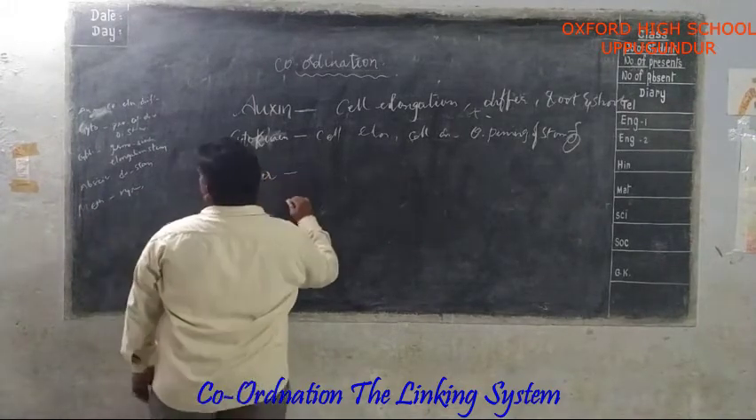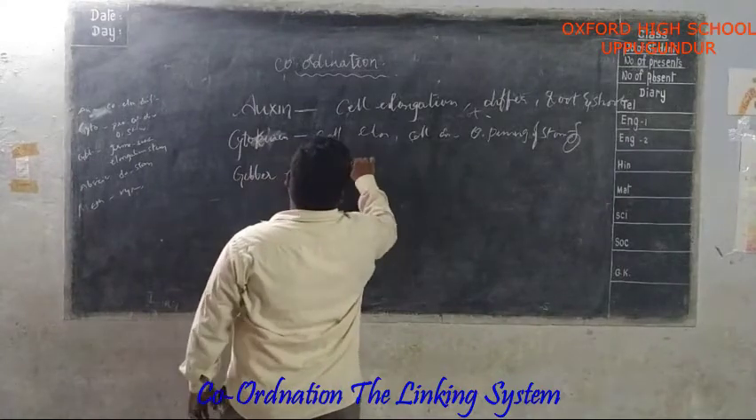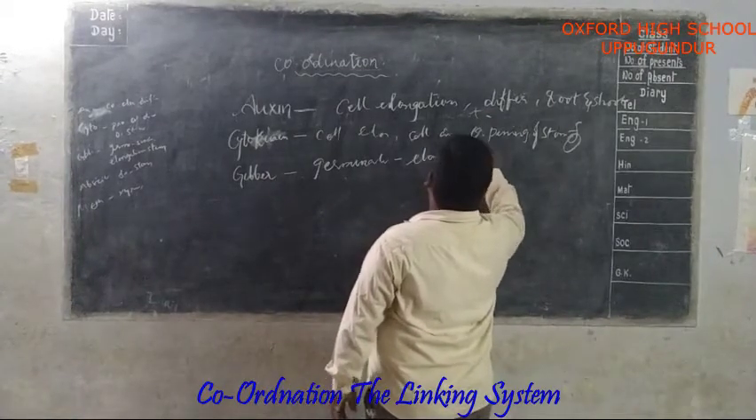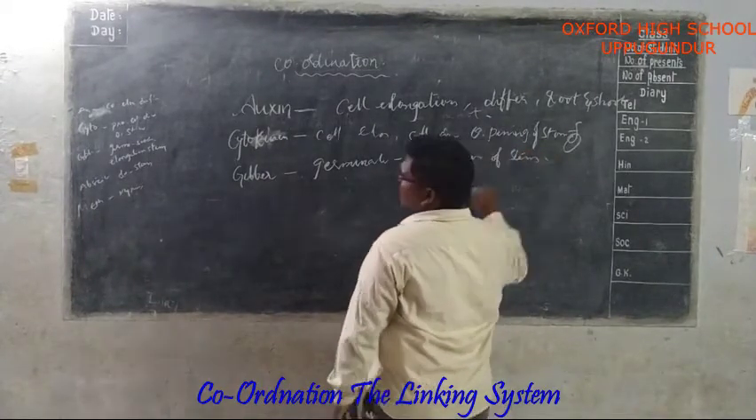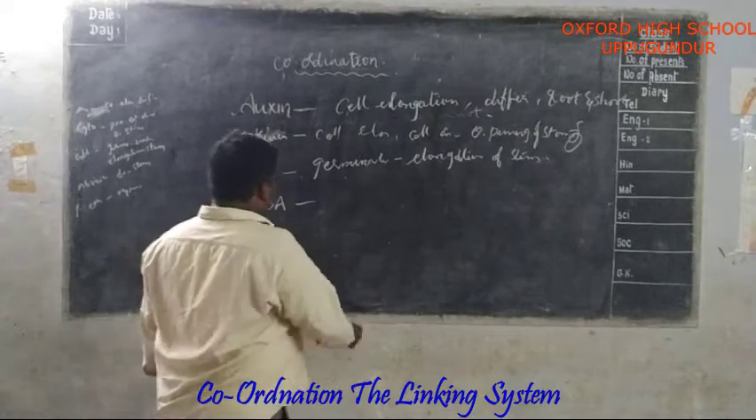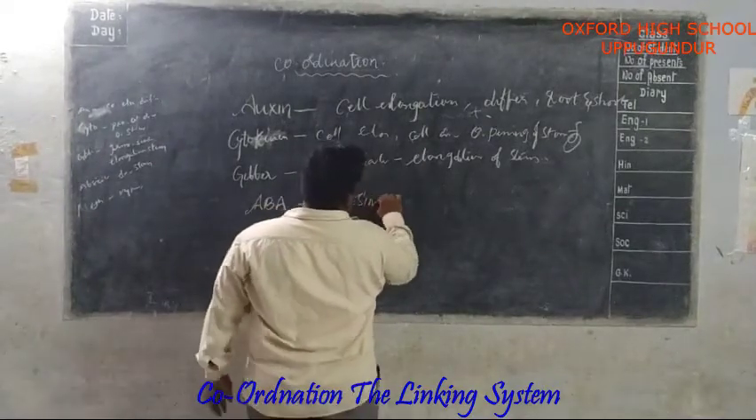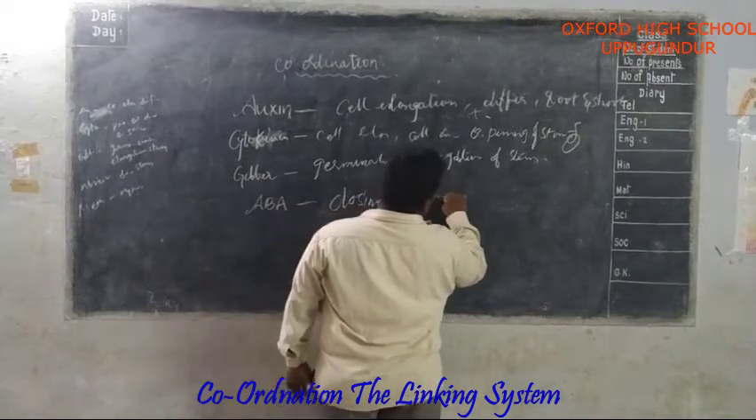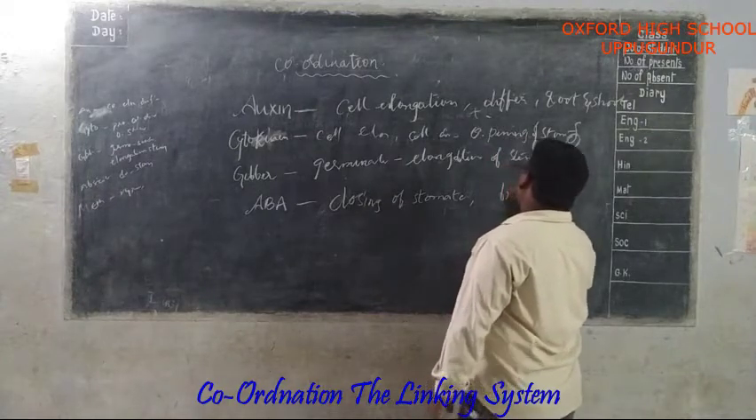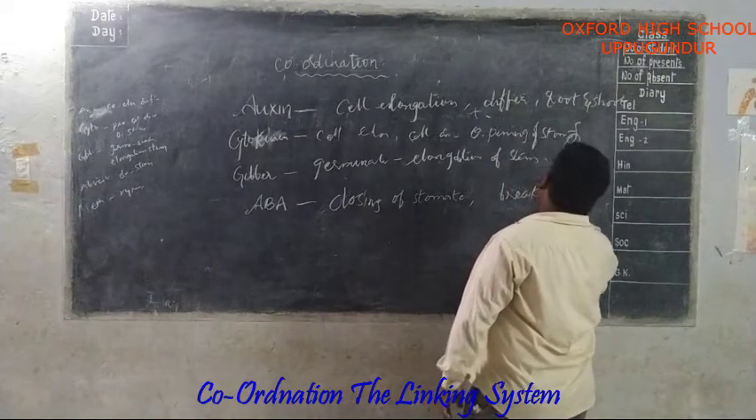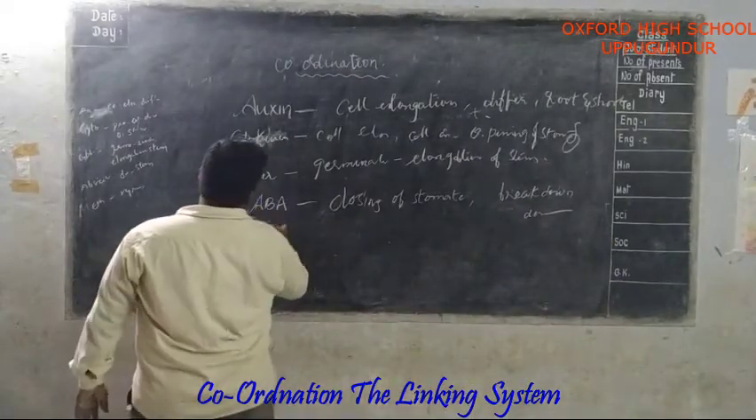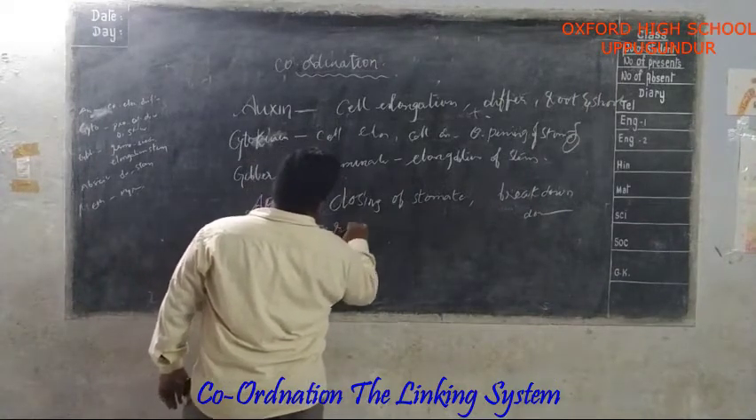Gibberellin, the third one, encourages the germination of seed and elongation of stem. The fourth one is abscisic acid, also known as ABA. Abscisic acid is useful for closing of stomata. It also breaks down dormancy in the seeds. And the last one is ethylene, useful for ripening of fruits.